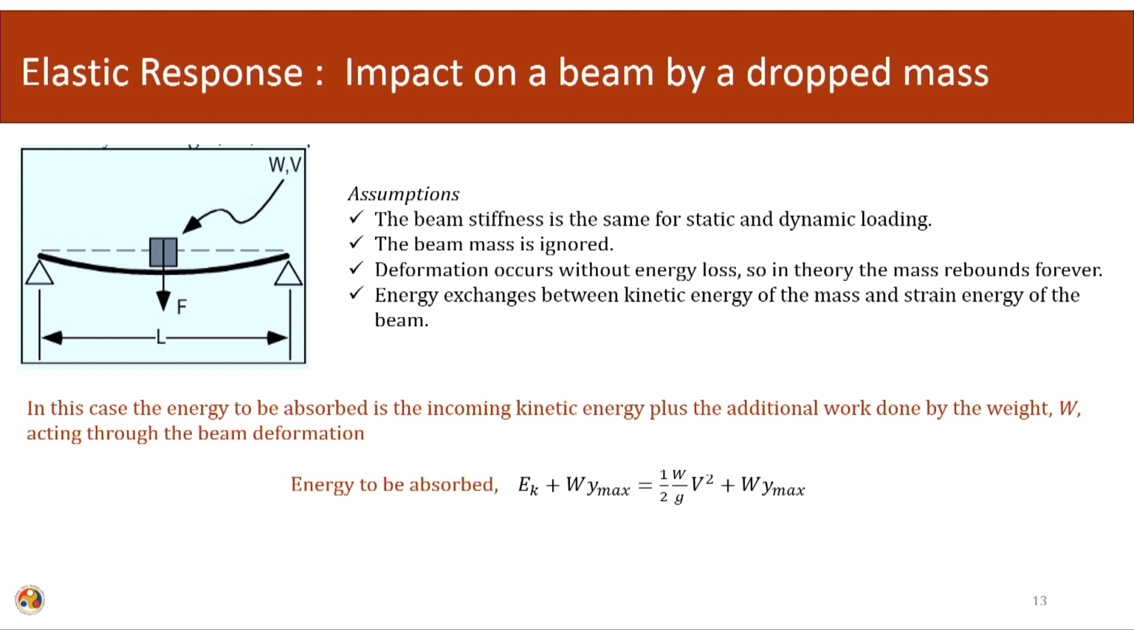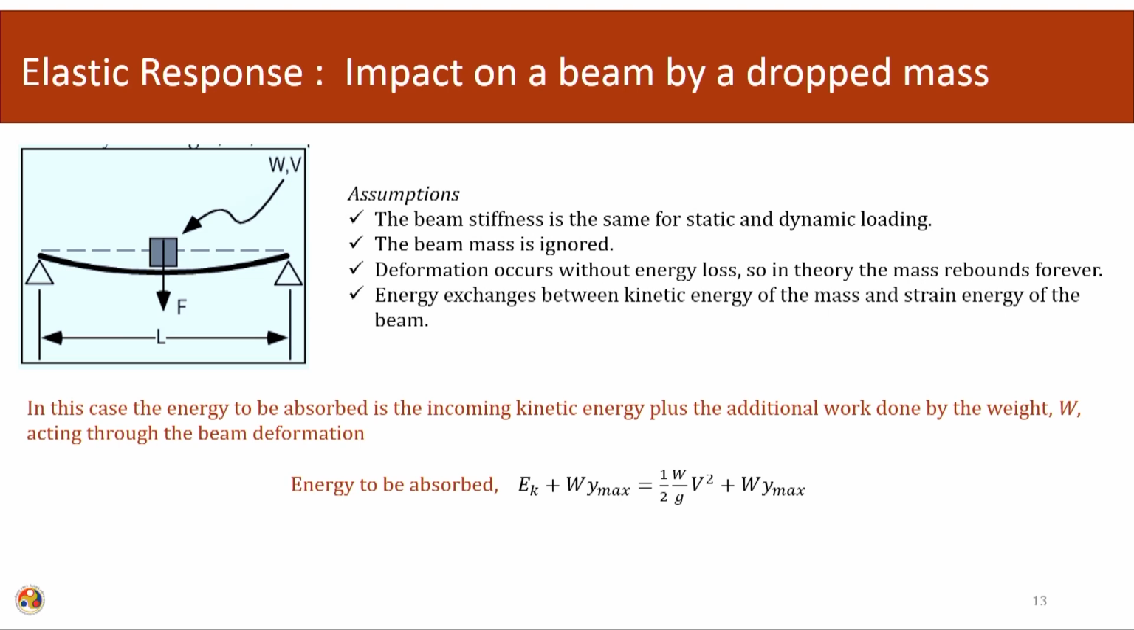In this case, the energy to be absorbed is the incoming kinetic energy produced by the impactor having a weight W and velocity V, plus the additional work done by the weight W acting through the beam deformation. So the total energy to be absorbed is Ek plus W times Y max, which is nothing but my kinetic energy plus the additional work that W has to move when it is acted on by the body. This is the total energy imparted by the external object on the system.